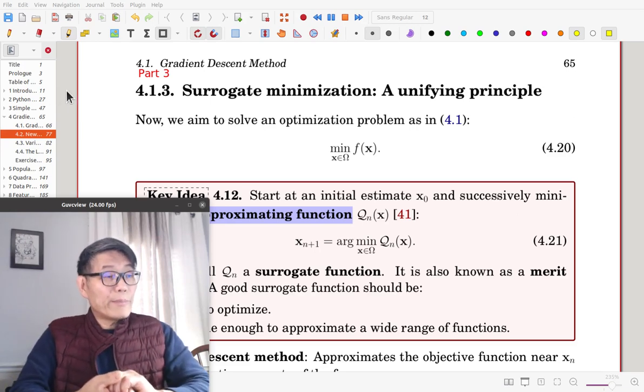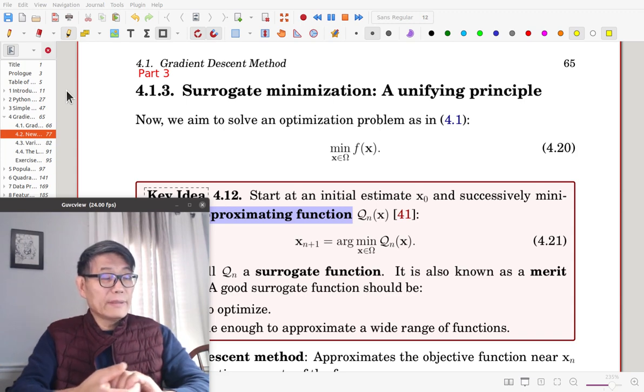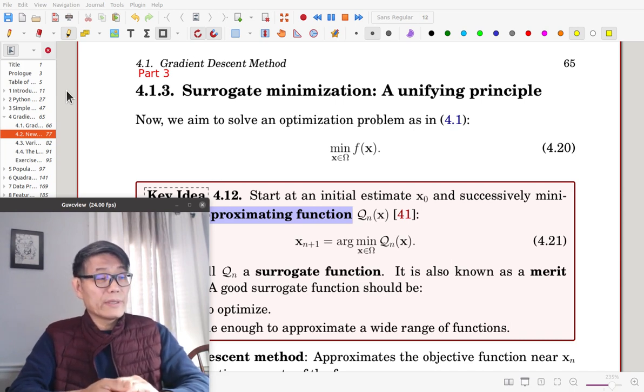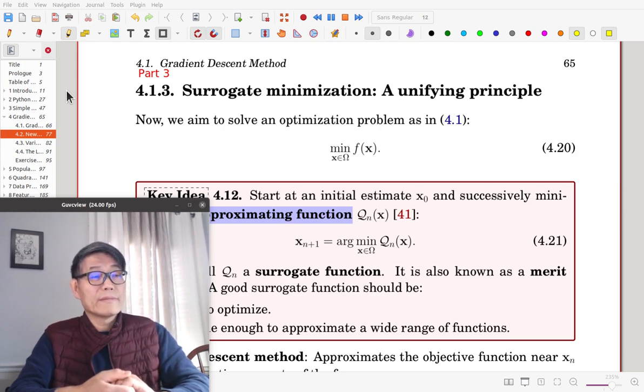Hi, it is part 3 of section 4.1, surrogate minimization or unifying principle. Here, we'll try to derive the gradient descent method by using surrogate minimization. The technique can be used for the derivation of other methods, such as Newton method and its variants.